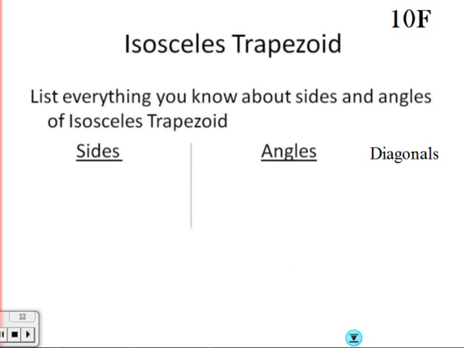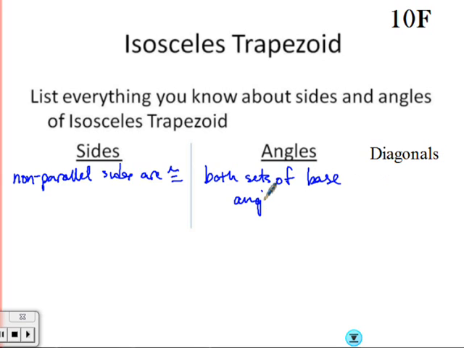An isosceles trapezoid, we get a little bit more information. The same things that are true that we just saw, but we also know now that the non-parallel sides are congruent. Okay? We know that both sets of base angles are congruent. And the diagonals over here, the diagonals are also congruent. Okay? So those are all things we know about an isosceles trapezoid.